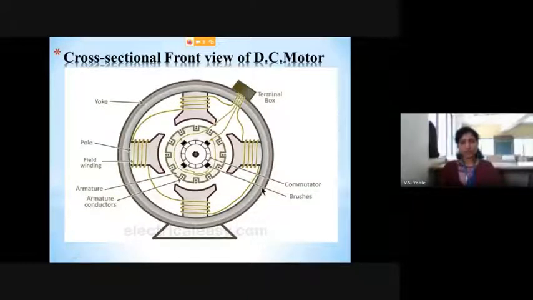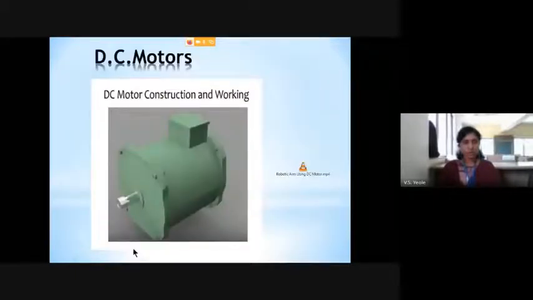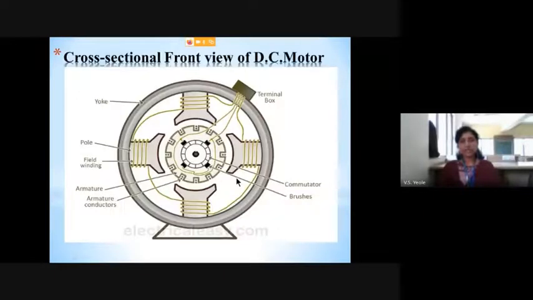In this first diagram, I have shown the cross-sectional front view of the DC motor. Now what is the meaning of cross-sectional front view? If you cut this DC motor at the middle point, and take the front view, then you can see all the internal parts of the DC motor. So this is called cross-sectional front view of DC motor.